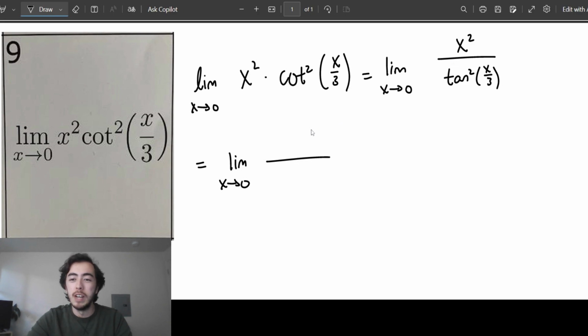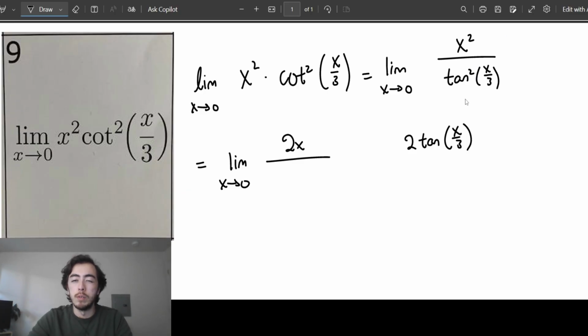Anyways, the derivative of x squared is just 2x. And then the derivative of tangent squared is going to be pretty tricky, because I know the derivative of tangent, but I guess I could use a chain rule. So we could take the derivative of the outside function. I would get 2 times tangent of x over 3.